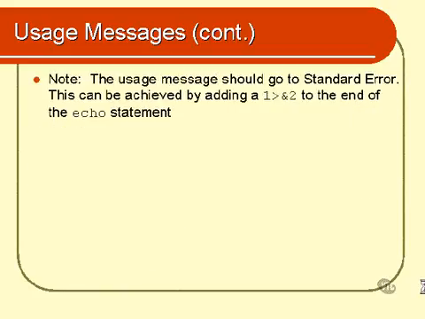And also note that it's a good idea for this usage message to go to standard error. It is, of course, an error message, so you can do that by appending a 1 greater than &2 to the end of the echo statement. And what that means is that standard output should go to the same place as standard error is going. So that's almost it for the usage message. It's not very tricky, but there's a couple of other things that will make your usage message a lot more flexible and perhaps even more user-friendly. So let's have a look at those now.